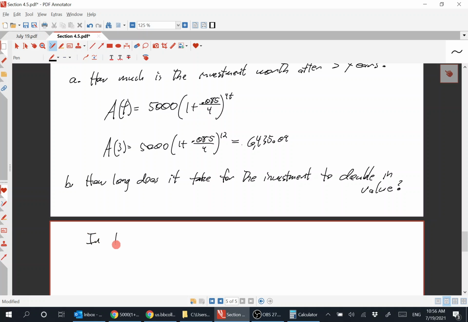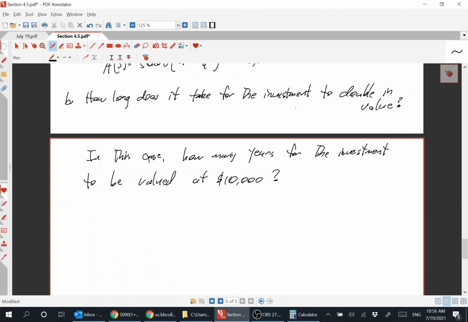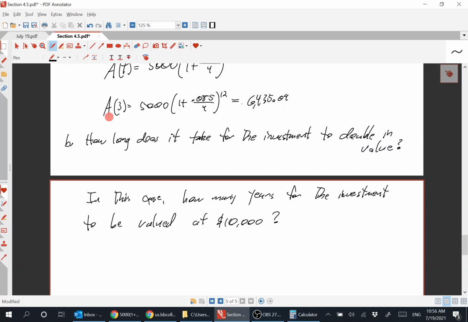So in this case, how many years for the investment value to reach $10,000? Well, you set A of t equal to 10,000, which is equal to 5,000 times 1 plus 0.085 over 4, to the 4t, and now solve for t.